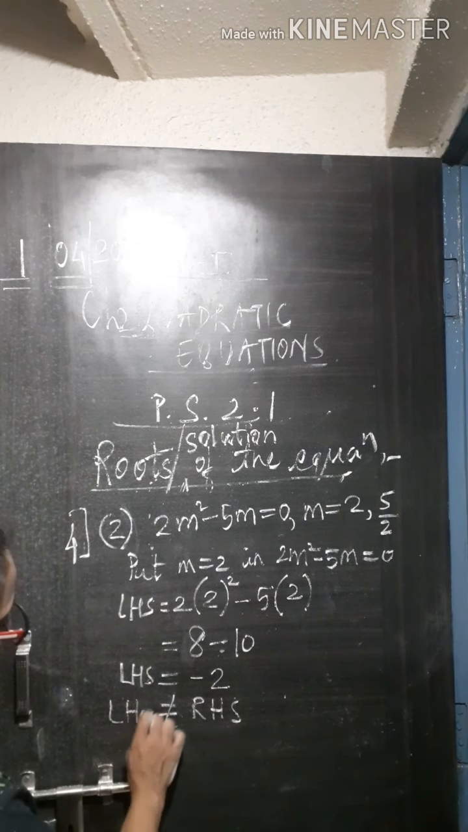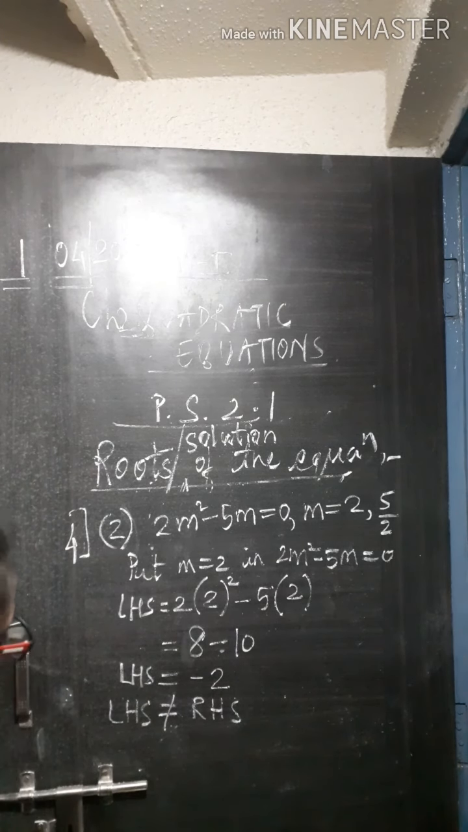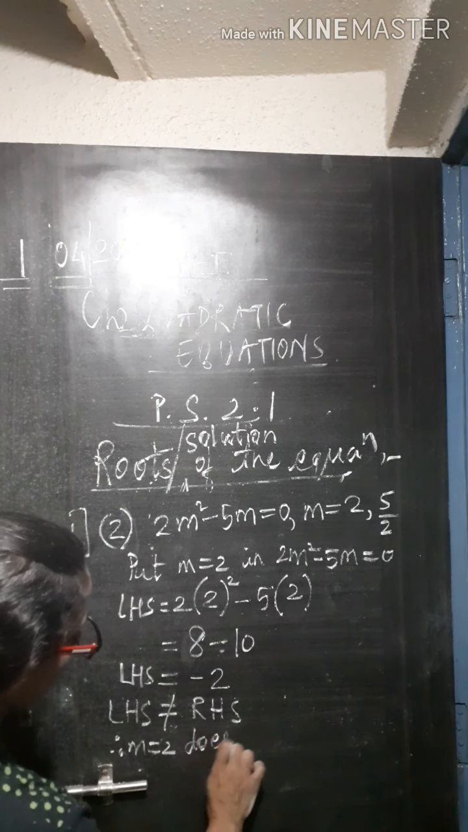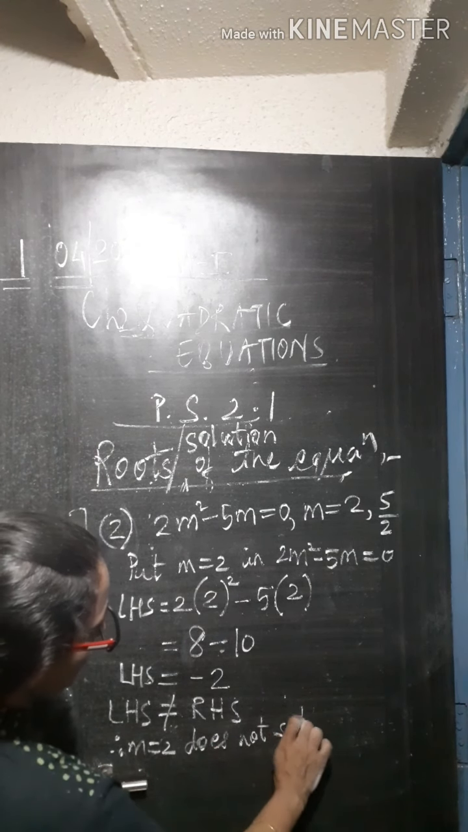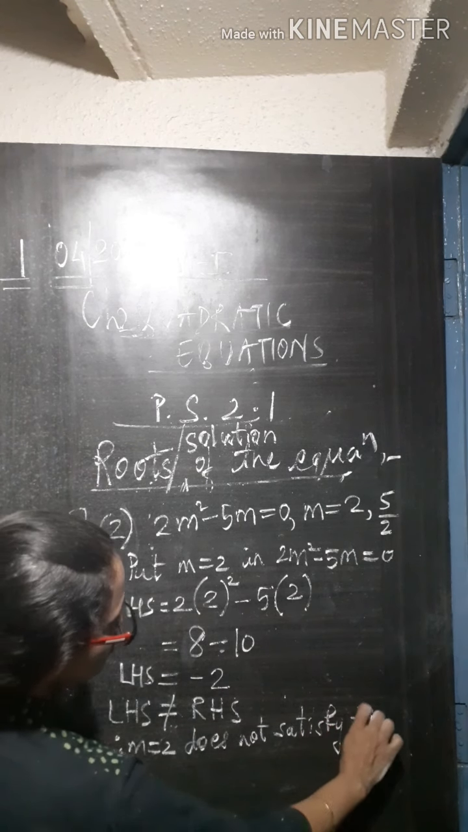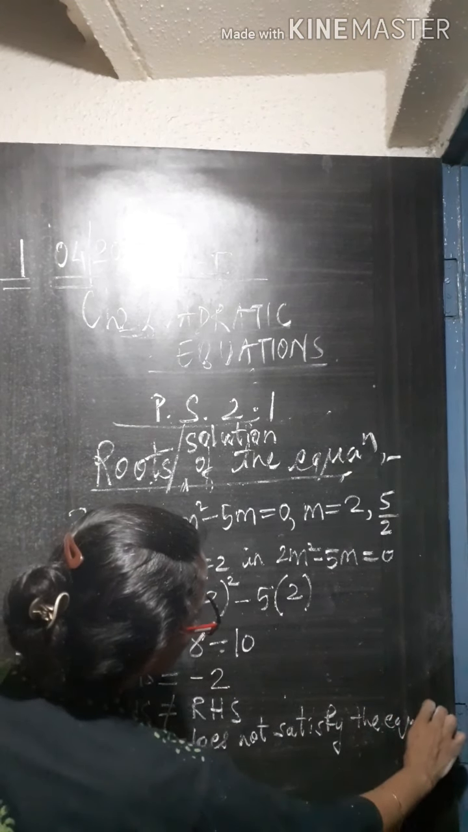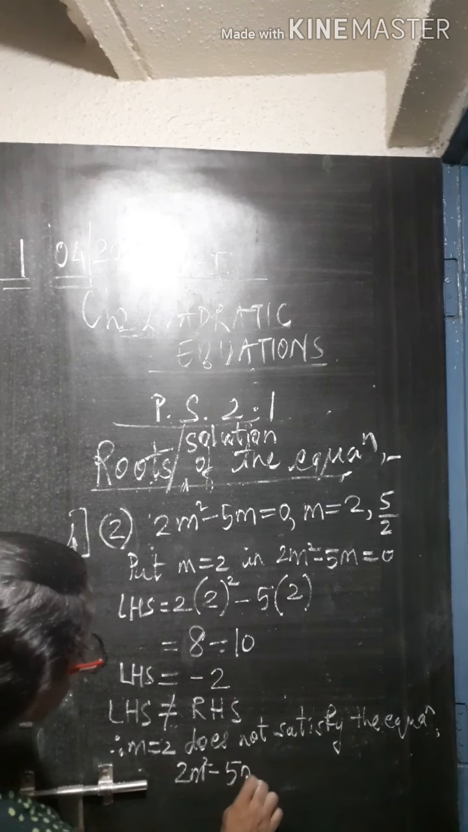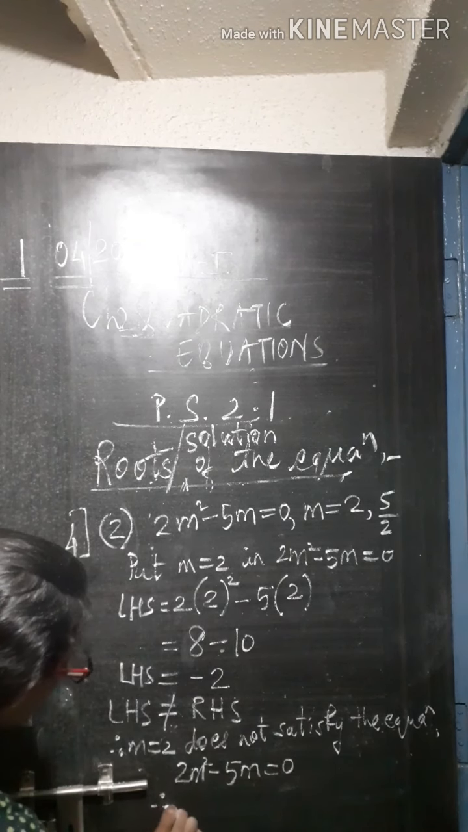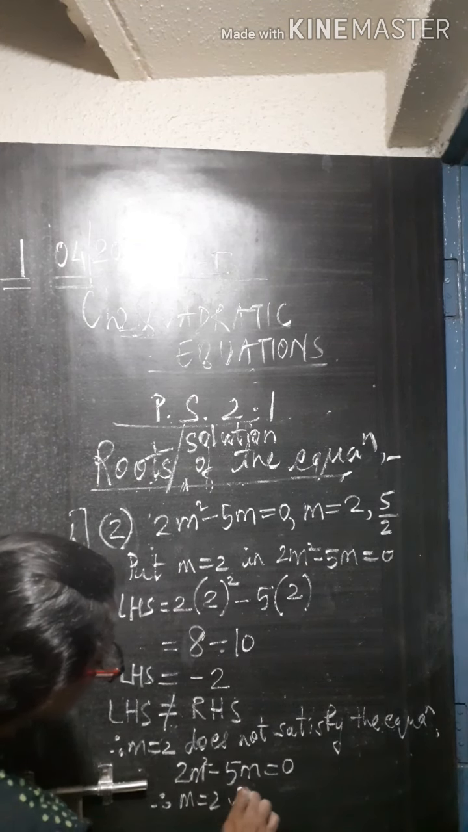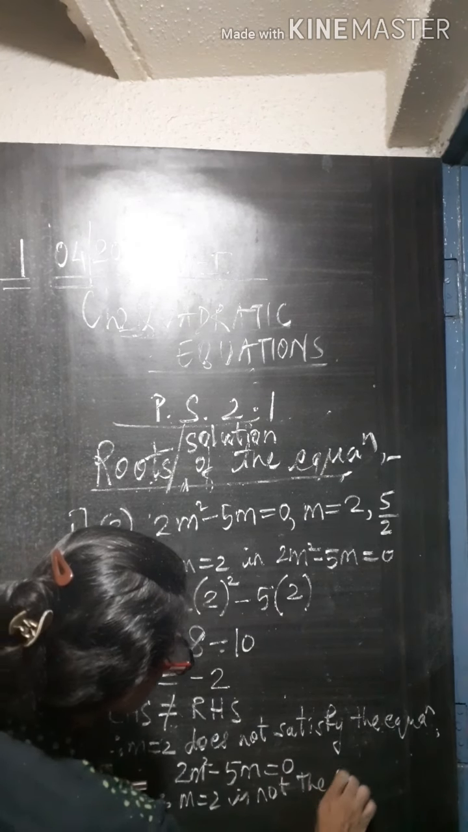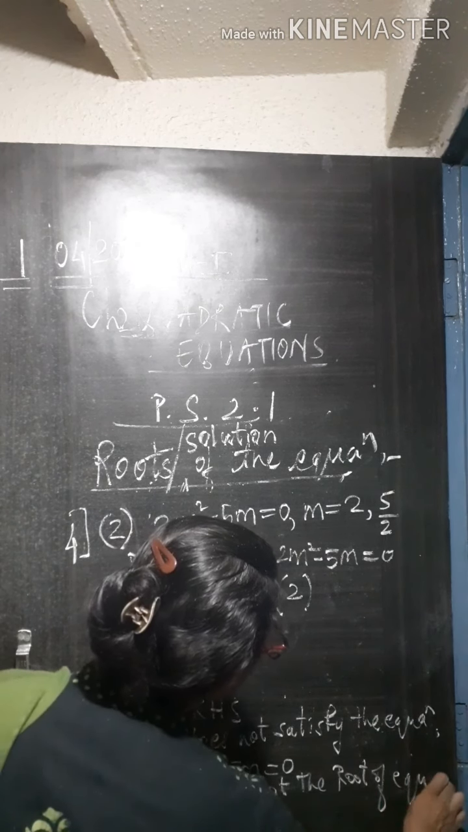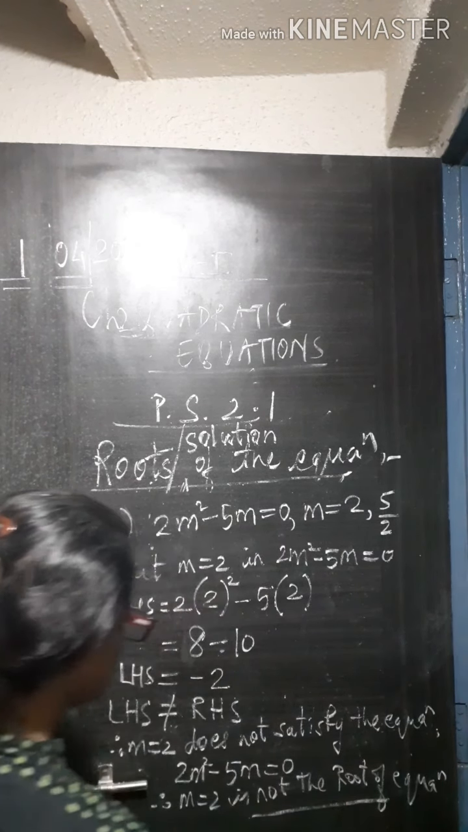So left hand side is not equal to right hand side, and therefore what do we say? m equal to 2 does not satisfy the equation 2m square minus 5m equal to 0, and therefore m equal to 2 is not the root of the equation. Not the root. Is that clear?